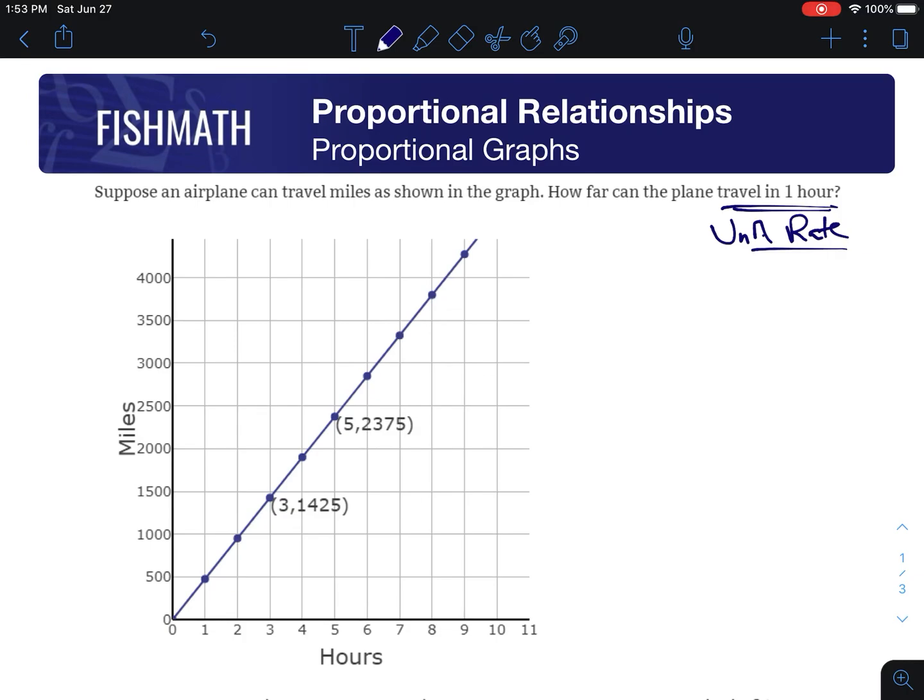If it's per one thing, 1 hour in this case, that is a unit rate because a unit of 1 makes it a unit rate. So we're going to look at our two examples here. We've actually got two different coordinates. We can use either one to help us.